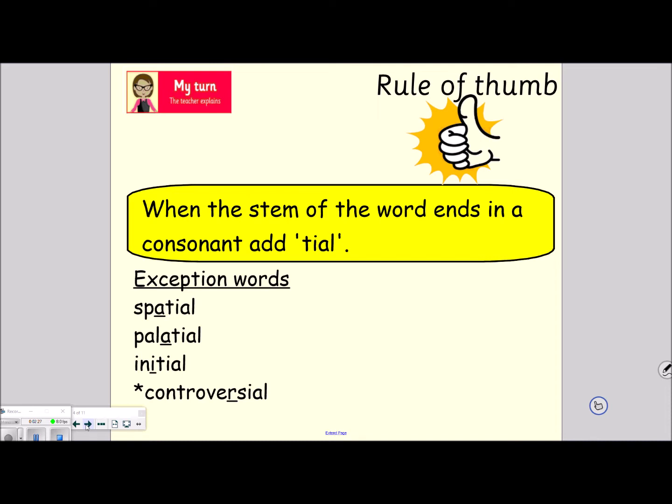And then I've starred there, we've got another word, controversial as well. We should be adding tial, but it actually ends with a sial. So this is worth bearing in mind, Year 6, that although we have rules to help us with our spelling, these rules do not work all of the time. Within every rule, there are always common exception words.